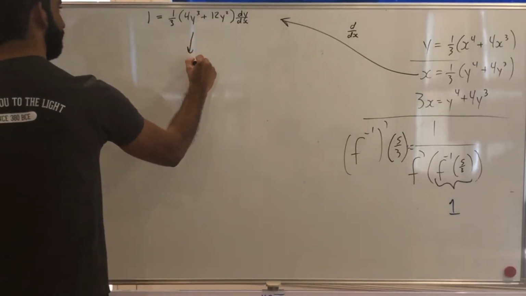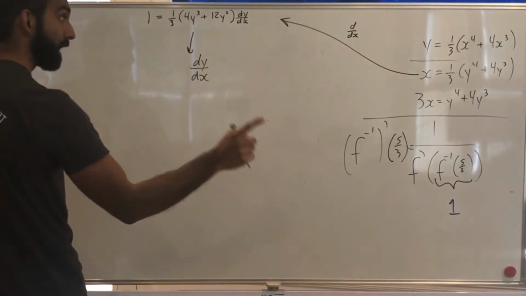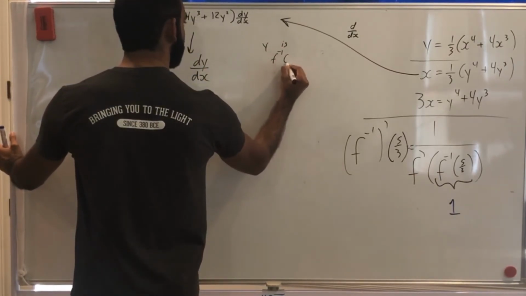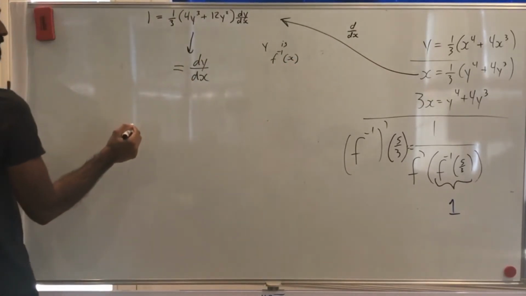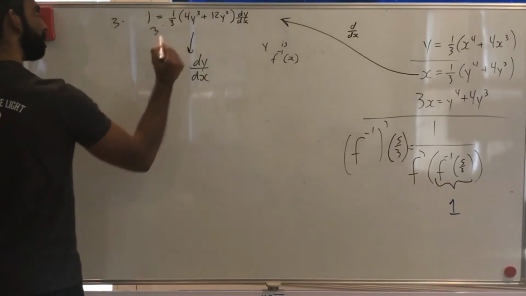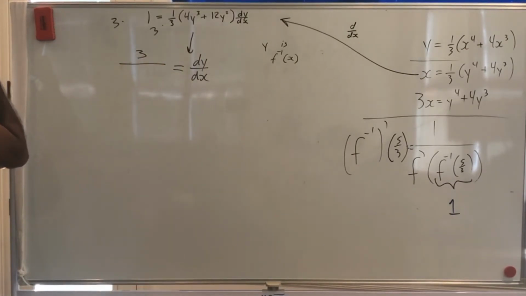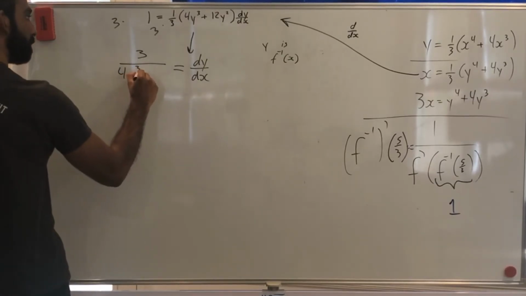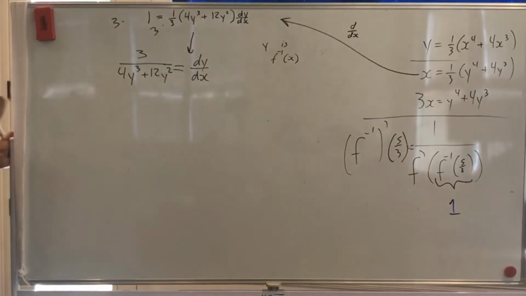So, dy over dx, where y here stands for the inverse of f, is going to be, multiply both sides by 3, 3 all over what? 4y cubed plus 12y squared. Yes, 4y cubed plus 12y squared.